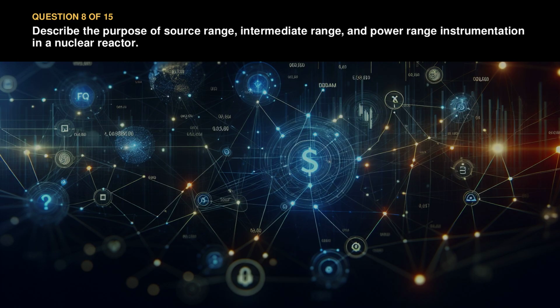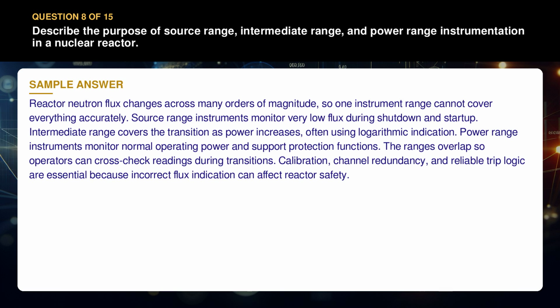Question 8. Describe the purpose of source range, intermediate range, and power range instrumentation in a nuclear reactor. Reactor neutron flux changes across many orders of magnitude, so one instrument range cannot cover everything accurately. Source range instruments monitor very low flux during shutdown and startup. Intermediate range covers the transition as power increases, often using logarithmic indication.